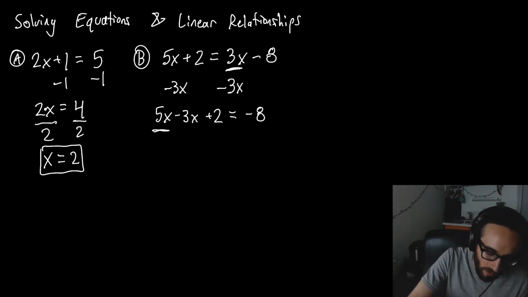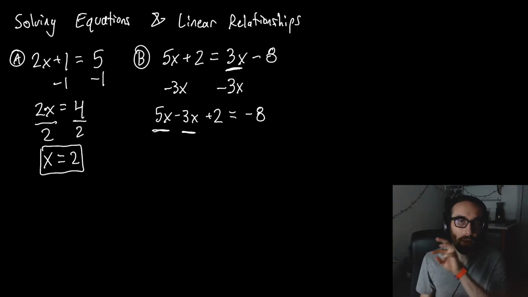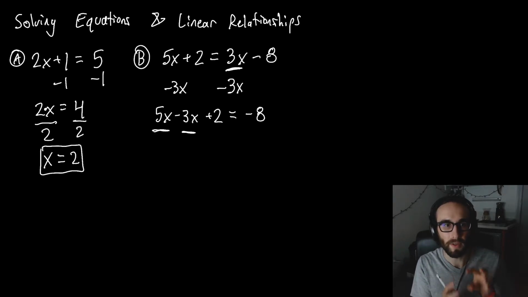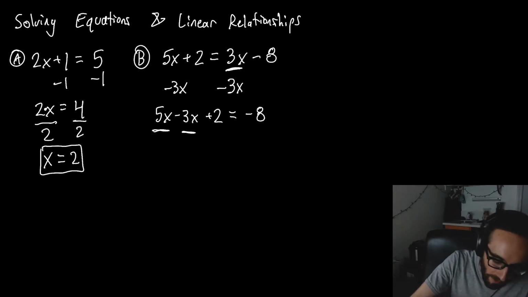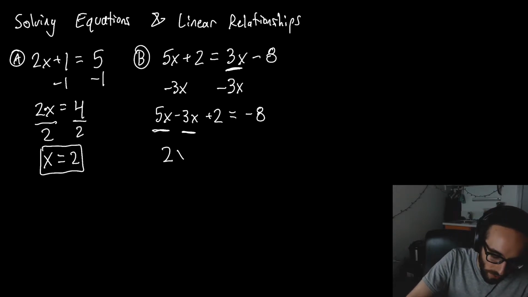And then next we can simplify. We have two terms that have x in them. So these are called like terms, where we have the same variable raised to the same power. That means we can add or subtract the coefficients. So 5 minus 3 gives us 2x. So 2x plus 2 equals negative 8.